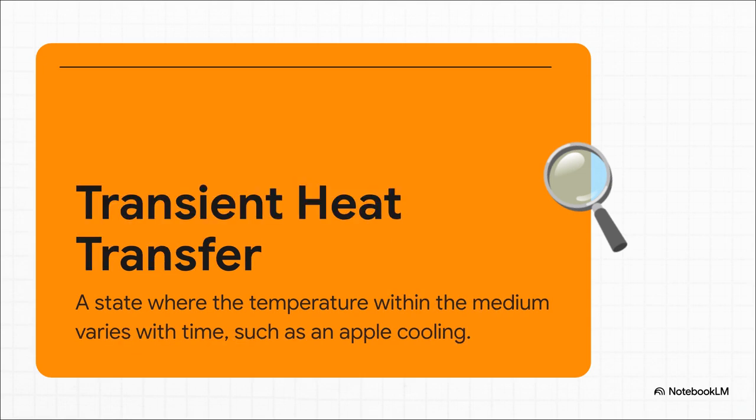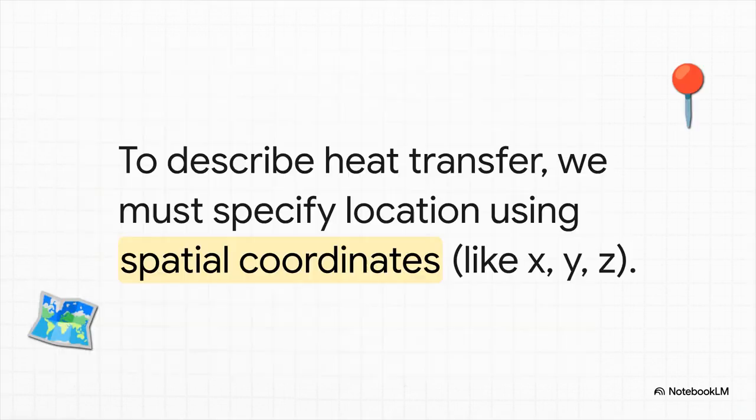But honestly, most of the time, things are in a transient state. This is when temperatures are actively on the move. Think about an engine warming up, or that coffee cup cooling down. In these cases, the temperature at any point depends not just on where it is, but also on how much time has passed since you started the clock. So, we've got time sorted. Now we need to talk about space. We need coordinates, an address, to describe where the heat is.